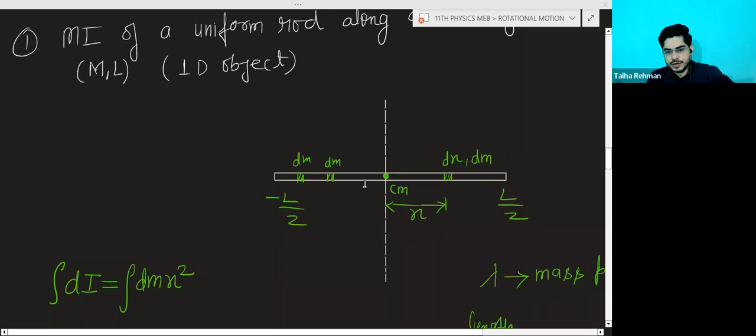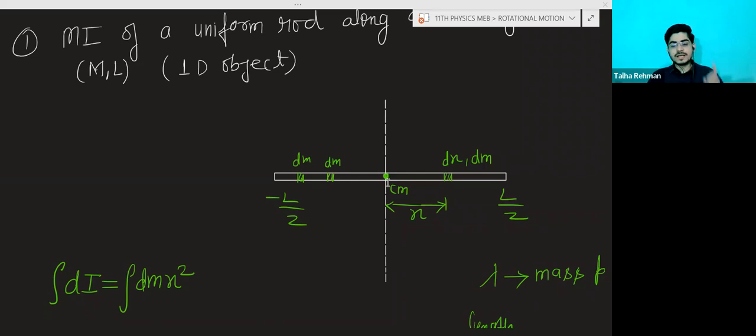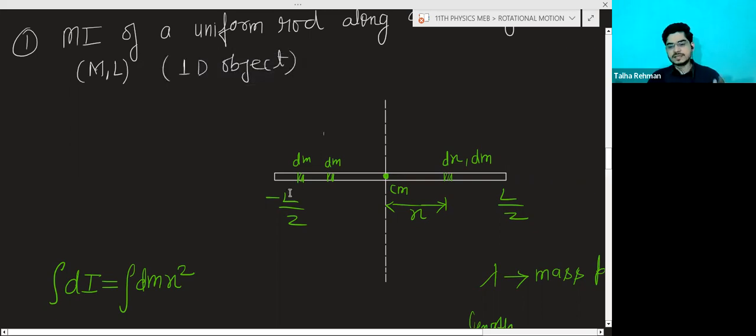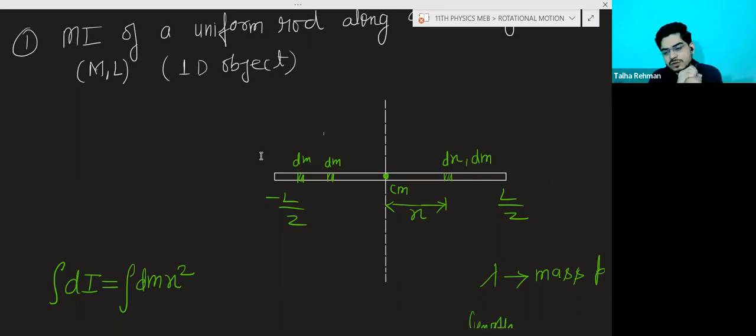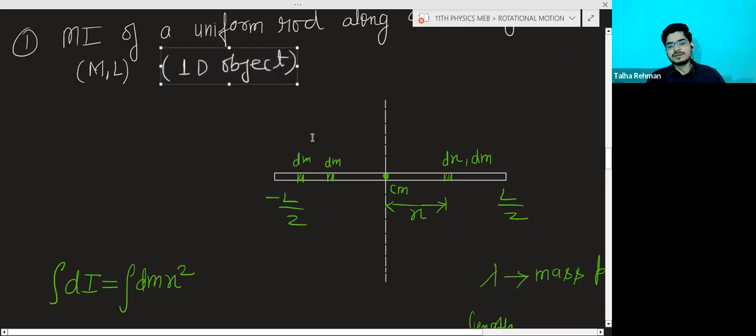So in the last class, I also discussed the moment of inertia of a rod about an axis passing through the center of mass and perpendicular to the rod. This rod is a one-dimensional object, meaning there is only length. In actual fact, a rod will have some thickness also, but here we are assuming it is a linear object with only length.